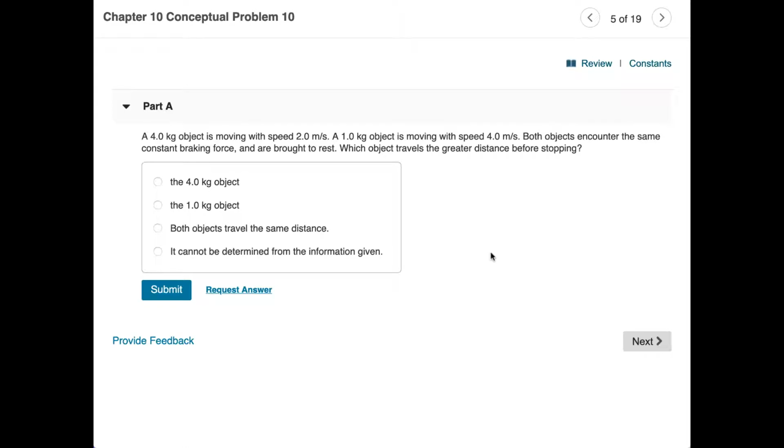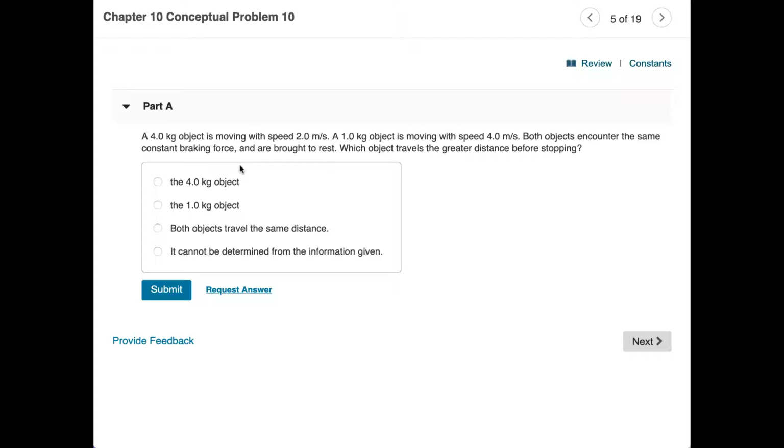A 4 kilogram object moving with a speed of 2 meters per second, a 1 kilogram object moving with a speed of 4 meters per second. Both objects encounter the same constant braking force when brought to rest. Which object travels the greater distance? Now, a key thing here is they experience the same force. In order to stop an object, you have to remove its kinetic energy, which means you have to do an amount of work that is equal to the kinetic energy.